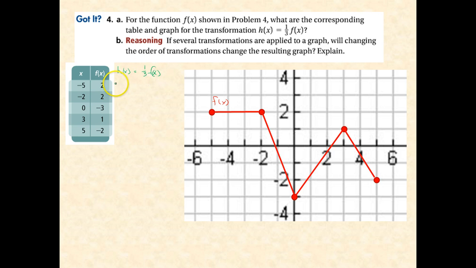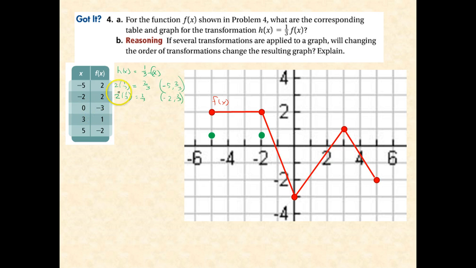So 2 times 1/3 is 2/3. So my new point here is going to be negative 5, comma, 2/3. So right about there. Back 5, up 2/3. Not quite 1, but more than halfway. Alright, so for negative 2, 2, we're going to do the same thing. 2 times 1/3 is 2/3. So we get the point negative 2, 2/3, which is right there.